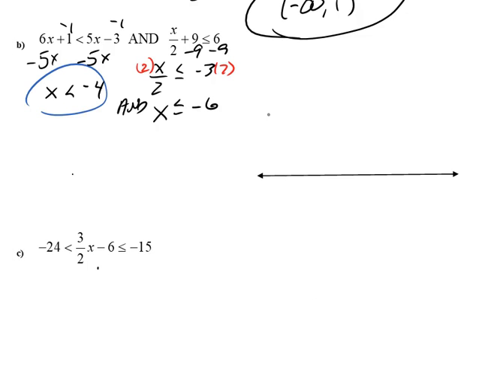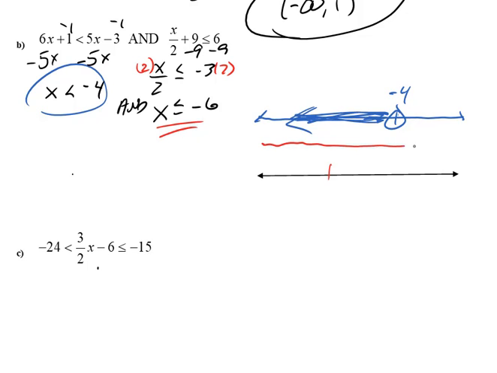So x is less than -4. So again, we'll just draw a number line, -4, maybe here, less than -4, be an open circle to the left. We graph everything to the left of -4. When we graph x less than or equal to -6, we draw another line. Maybe -6 is here, less than or equal to -6 would look like that.